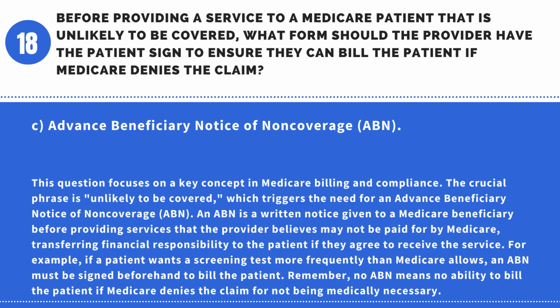Answer: C. Advance Beneficiary Notice of Non-Coverage, ABN. This question focuses on a key concept in Medicare billing and compliance. The crucial phrase is unlikely to be covered, which triggers the need for an Advance Beneficiary Notice of Non-Coverage, ABN. An ABN is a written notice given to a Medicare beneficiary before providing services that the provider believes may not be paid for by Medicare, transferring financial responsibility to the patient if they agree to receive the service.